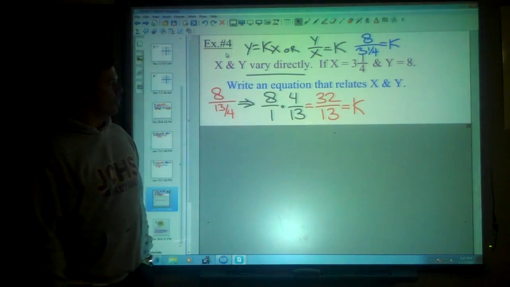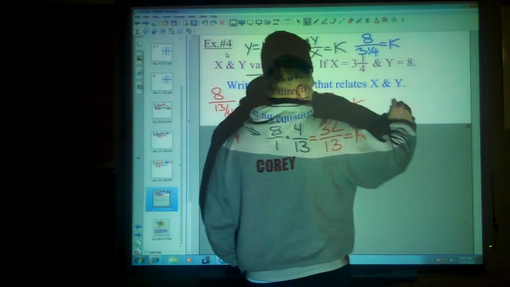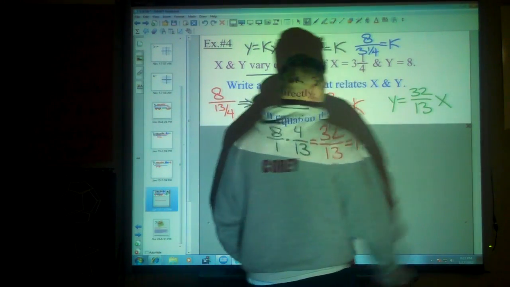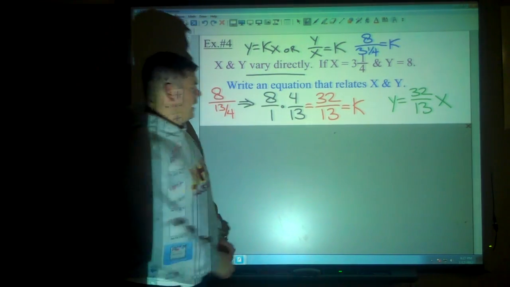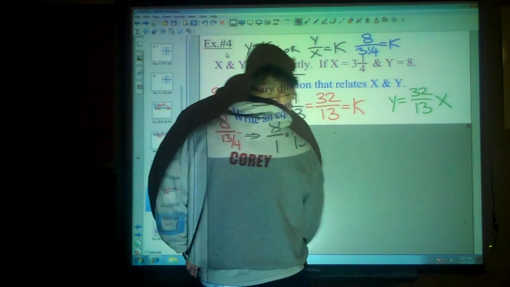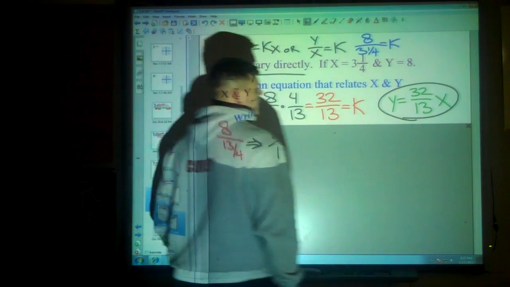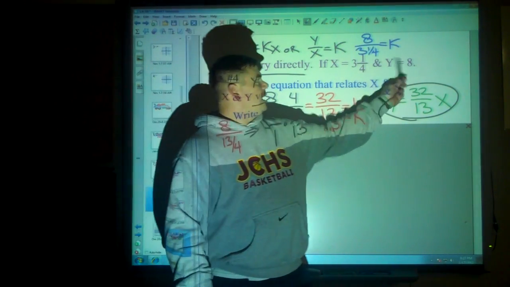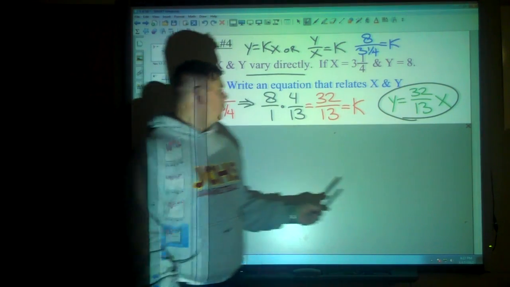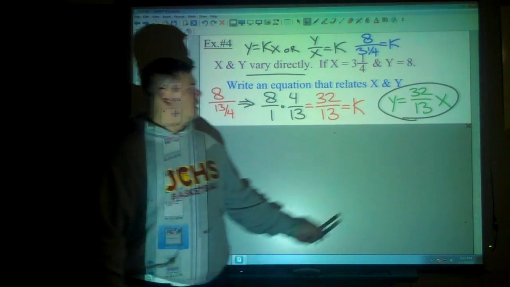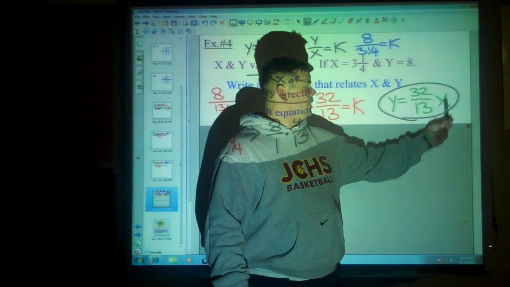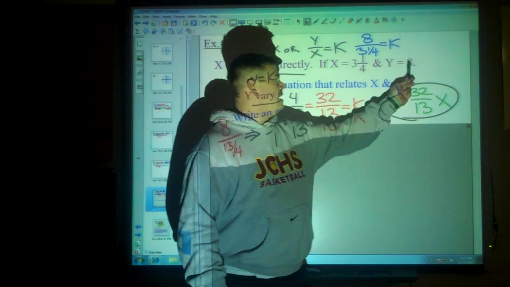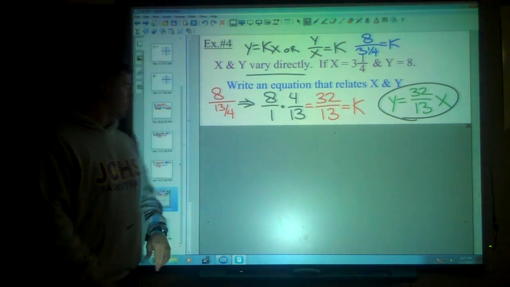Now when it comes to writing your equation, you would say y equals 32 over 13x. And that's your final answer. That is the equation that connects these two values. If you stick 3 1/4 right here, remember 3 1/4 is 13/4. If you put 13 over 4 in here, the 13s would cancel and you'd have 32 over 4. 32 divided by 4 is 8, so it does work. You can check to make sure it works.